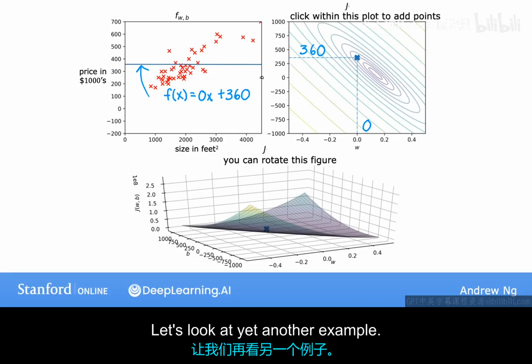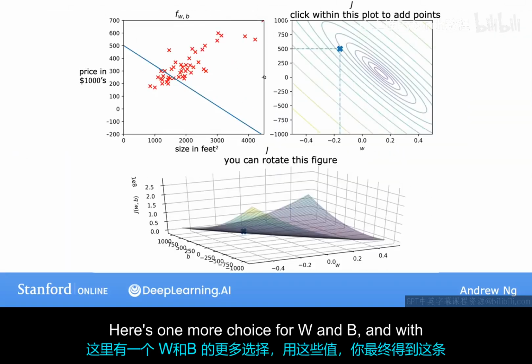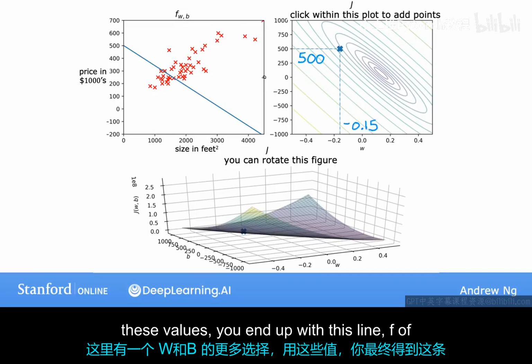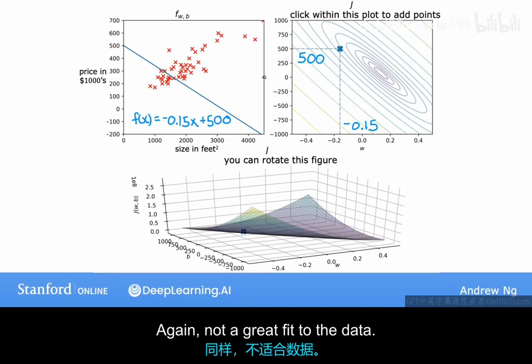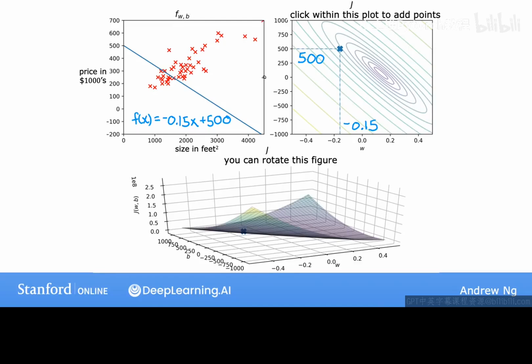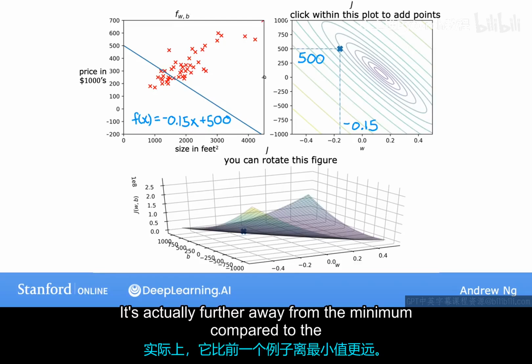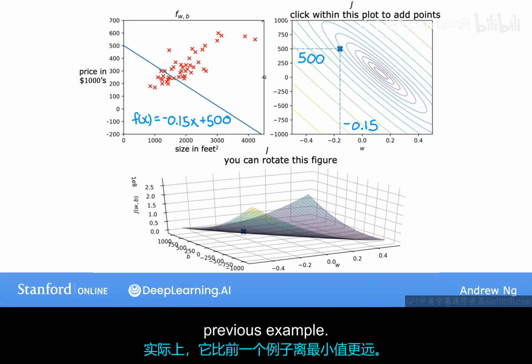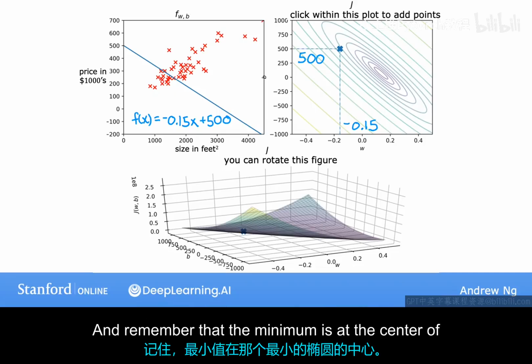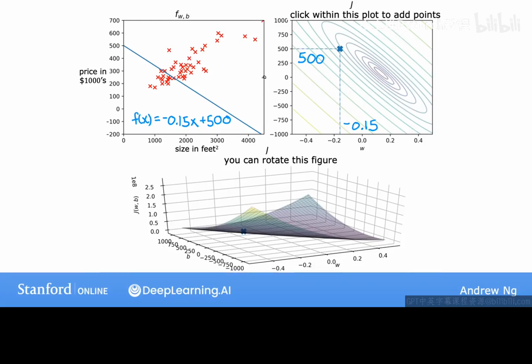Let's look at yet another example. Here's one more choice for w and b, and with these values, you end up with this line f of x. Again, not a great fit to the data. It is actually further away from the minimum compared to the previous example. And remember that the minimum is at the center of that smallest ellipse.